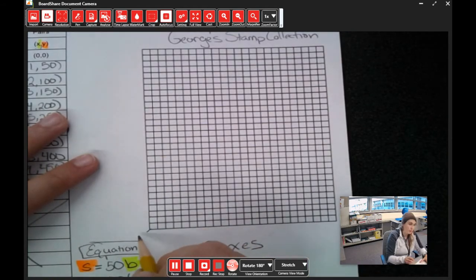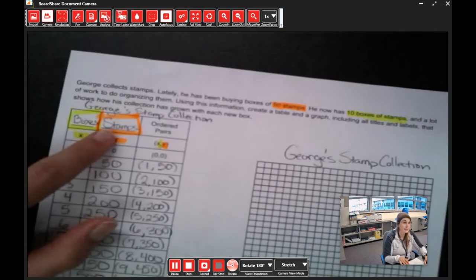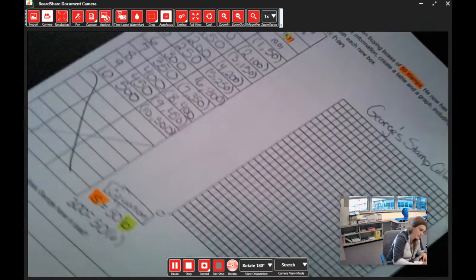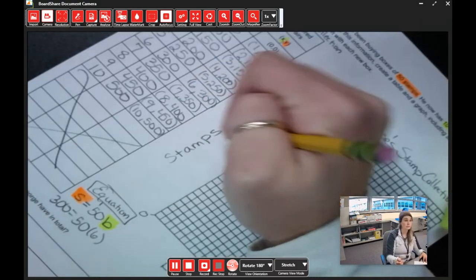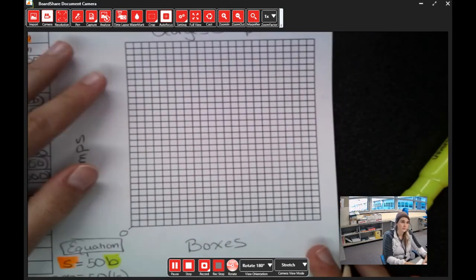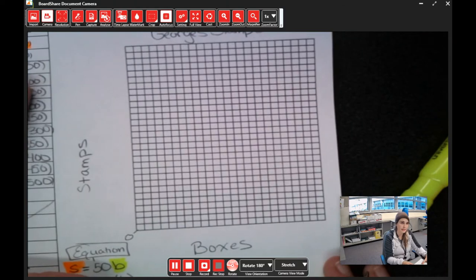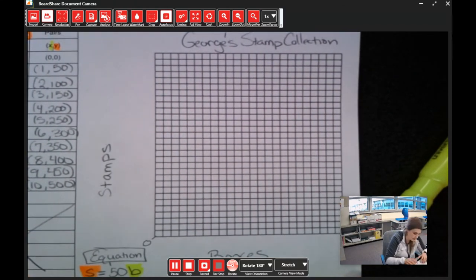This is always 0.00. And I need a label for the side, which is going to be stamps. All right. Now George needs to plot his boxes on his stamps. The boxes only go up to 10.